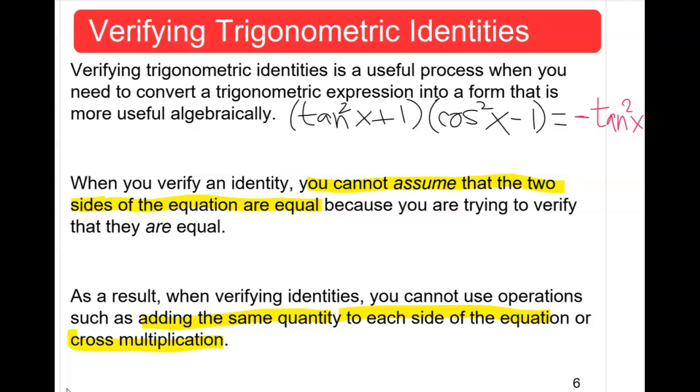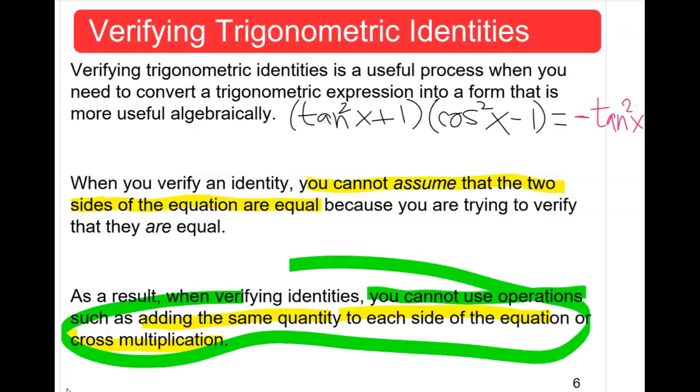So, when you're verifying identities, you cannot use all of those operations. This is what we do with equations. You don't do that when you verify identities. Don't add sine of x to both sides, or don't divide by sine of x all across. Don't do things like that. So again, we only work on one side at a time.